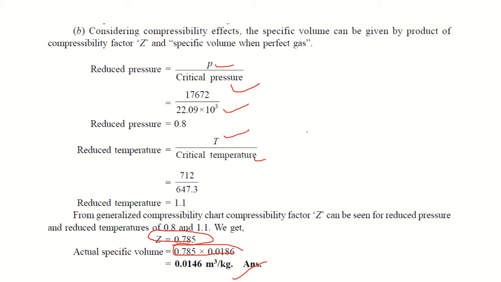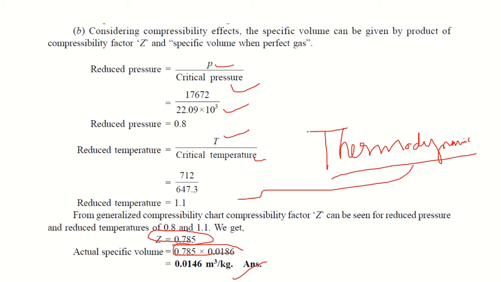So if you use thermodynamic tables, or we call them thermodynamic handbooks, all these property tables will be available. In that, the compressibility chart will also be available. So from this, we can always read out these values.